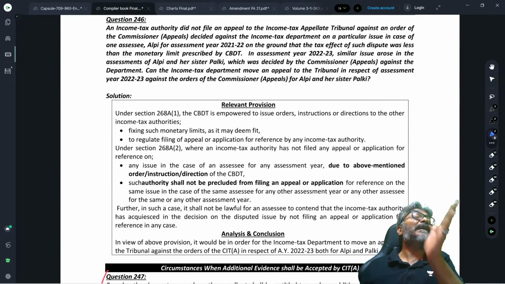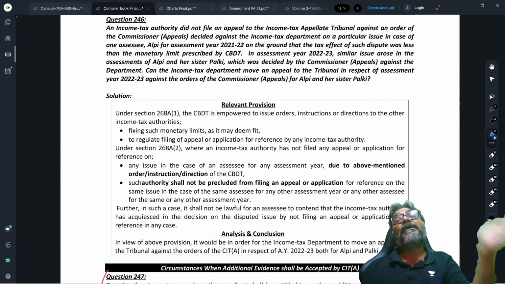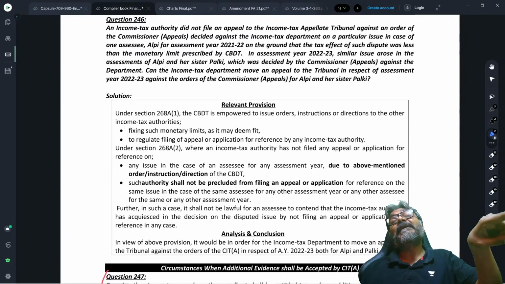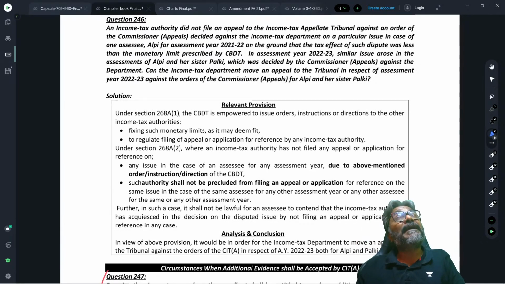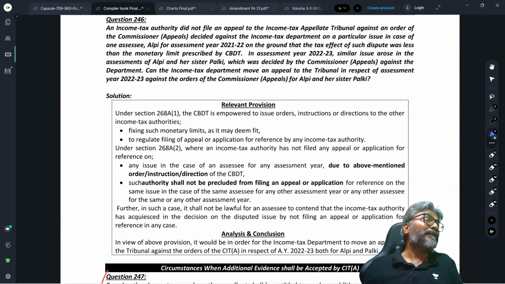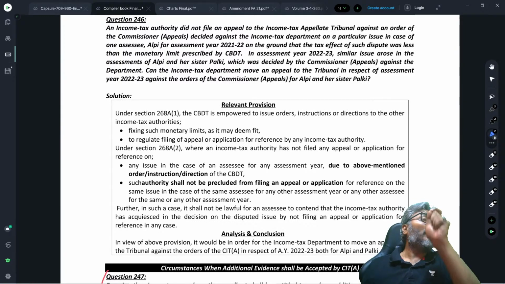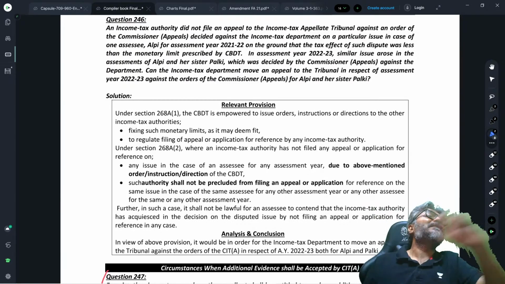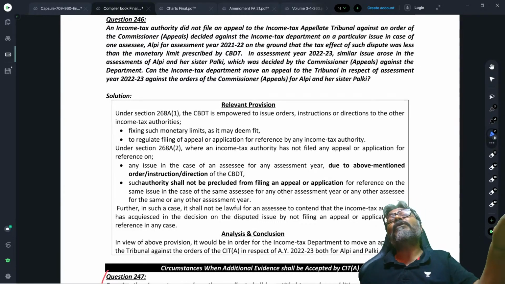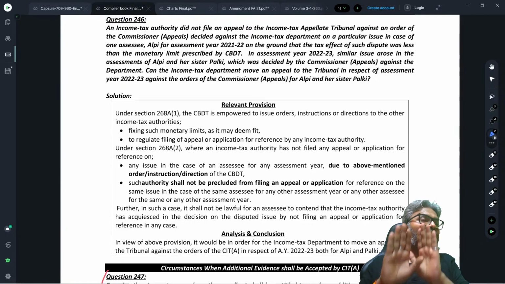Okay. So what is the implication of this issue? So if the department could not file the case before a particular forum because of the tax effect, does it imply that they will not be in a position to appeal on the same issue in any other assessee's case? Does it imply that they will not be in a position to appeal on the same issue in the assessee's own case in the subsequent year? Does it imply this? Answer is no.